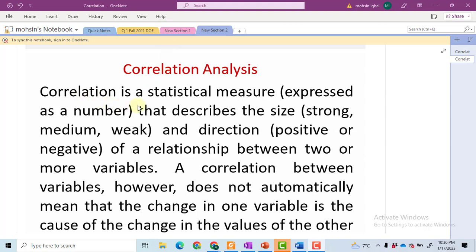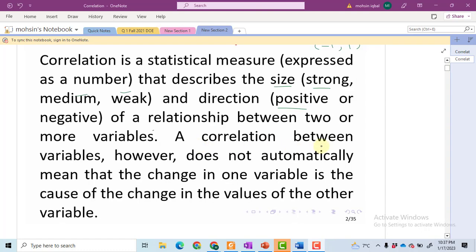Correlation analysis is a statistical measure expressed as a number, and that number will always be between -1 and +1. It describes the size, meaning whether the relationship between two variables is strong, medium or weak, and the direction of that correlation, which can be positive or negative, between two or more variables. These variables must be numeric. Correlation analysis is not possible between two qualitative variables.